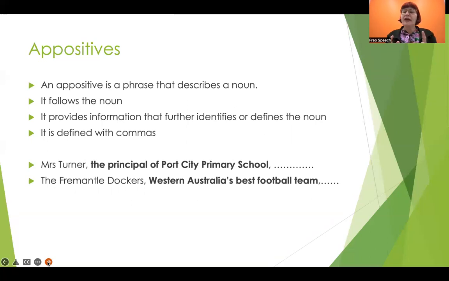It is a phrase that describes the noun, Mrs. Turner. The Fremantle Dockers, Western Australia's best football team. I might change that to Australia's best football team in a few weeks' time when we win the 2022 grand final. But again, the Fremantle Dockers is the noun and Western Australia's best football team is the appositive.